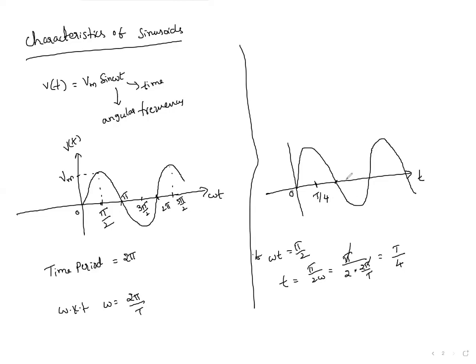And next, this value. What is the value at this point? Small t value. It is T by 2 because it is pi. If omega t is equal to pi, then what is t? Pi by omega. This is equal to pi by 2 pi by T. This is equal to T by 2. Okay. So this is T by 2.